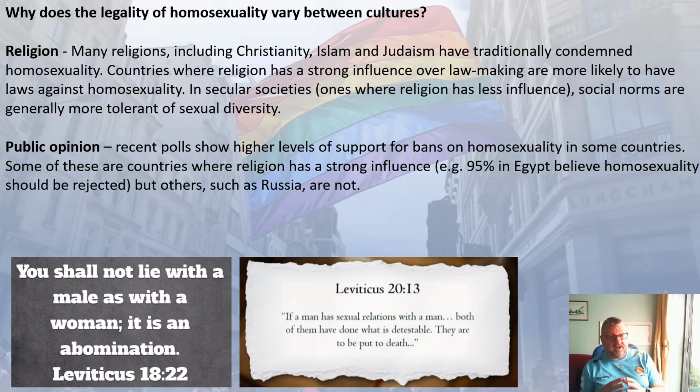But actually, Russia, which is a very secular country, is increasingly becoming more anti-homosexual as opposed to more liberal. So Russia is an example of a country that has gone the other way, whereas other countries have become increasingly more liberal and more tolerant of homosexuality.